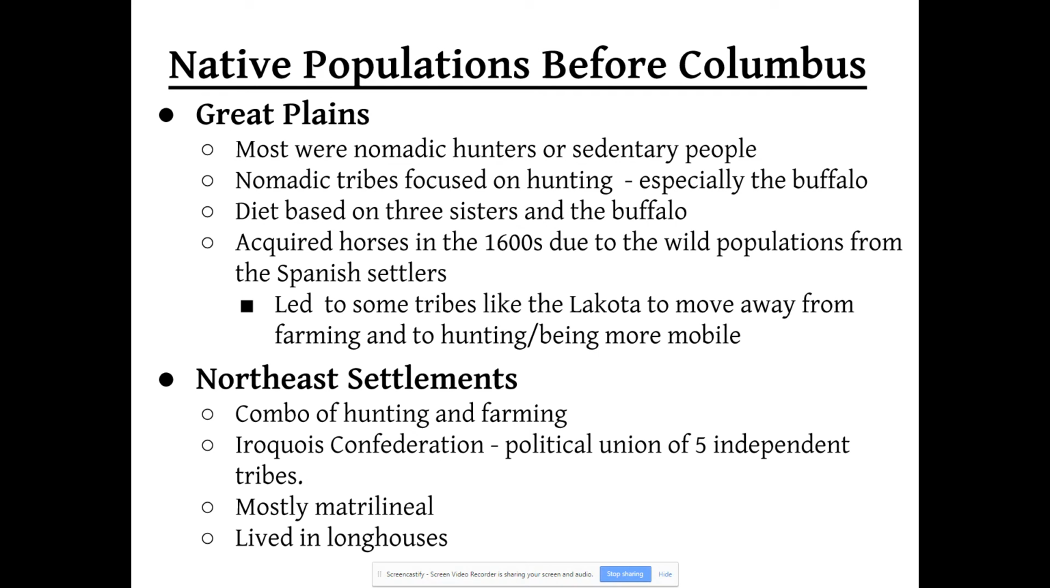After the introduction of horses by the Spanish settlers, however, a lot of the wild horses were captured and tamed by native peoples and were incorporated into their lifestyle, which in turn made them more mobile.